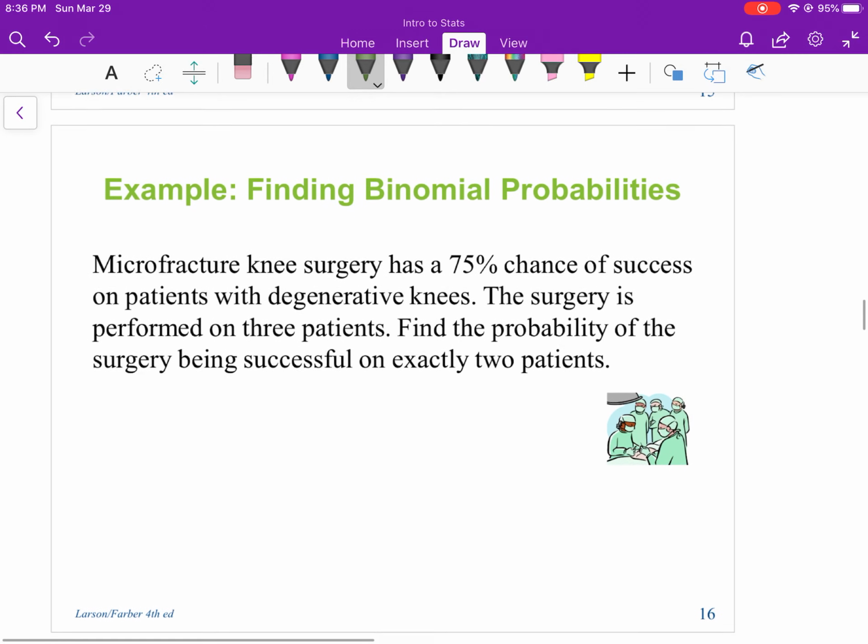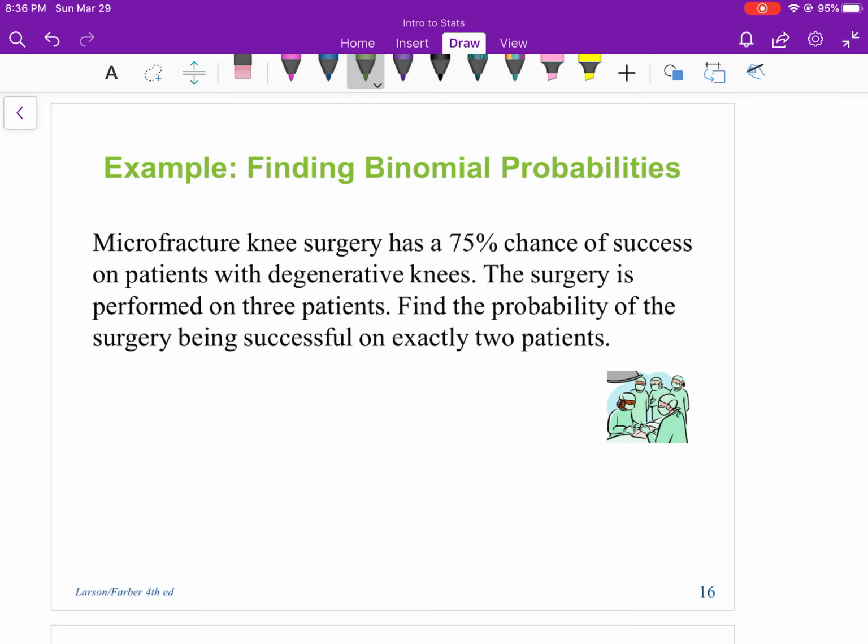In our first example, you have microfracture knee surgery. It has a 75% chance of success on patients with degenerative knees. Surgery is performed on 3 patients. Find the probability of the surgery being successful on exactly 2 patients.